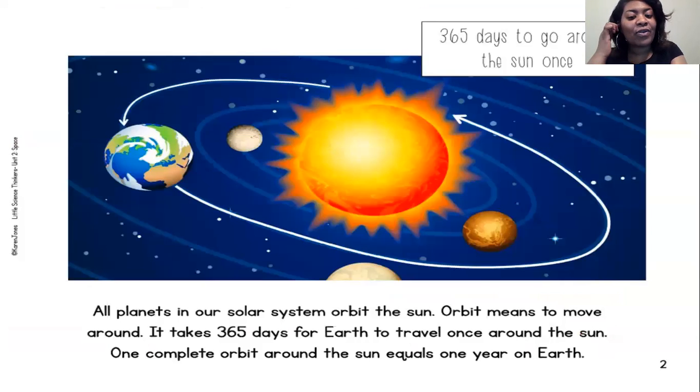All planets in our solar system orbit the sun. Orbit means to move around. It takes 365 days for Earth to travel once around the sun. One complete orbit around the sun equals 1 year on Earth.